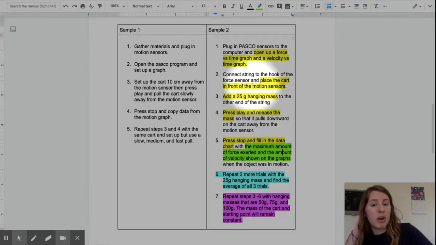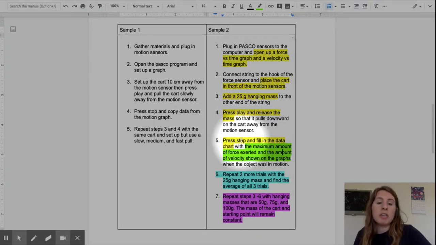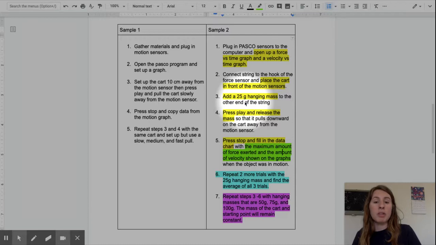So you place the card in front of the motion sensor, add 25 grams of the hanging mass, a specific mass right there. Press play and release the mass, press stop and fill in the data. So these are all going to be able to guide me through the investigation so that I'm successfully being able to answer the research question.